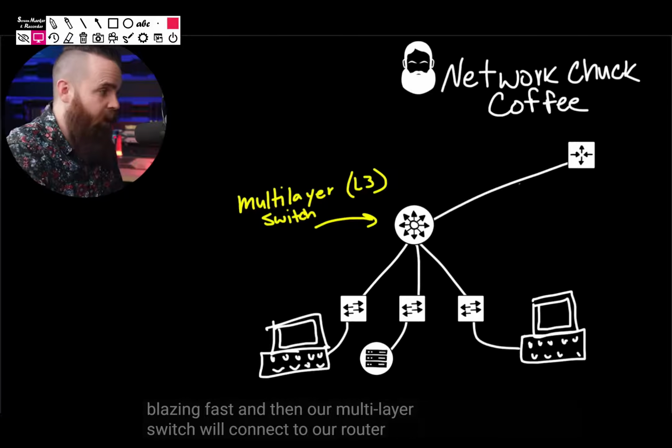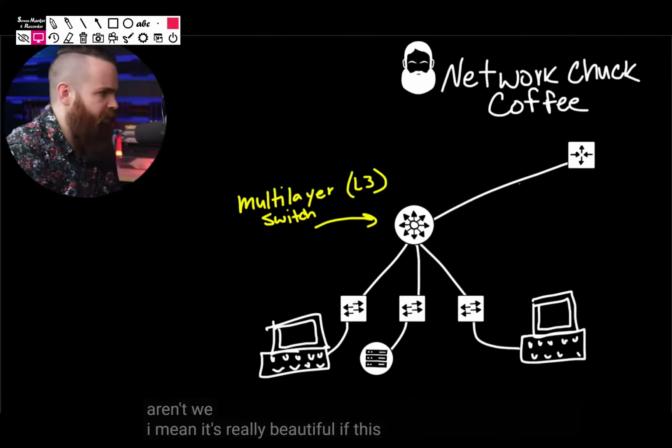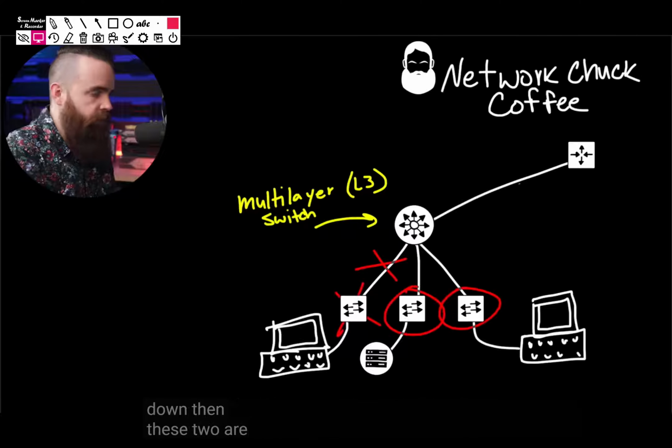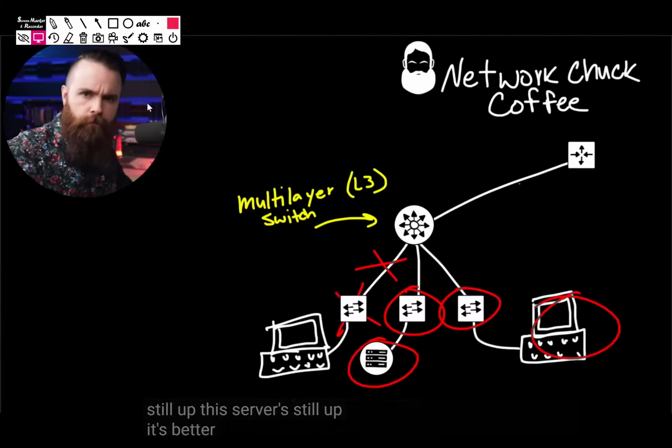And then our multi-layer switch will connect to our router, and we're looking a bit better right now, aren't we? I mean, it's really beautiful. If this connection goes down or this switch goes down, then these two are still up. This computer's still up, this server's still up. It's better. Beautiful.